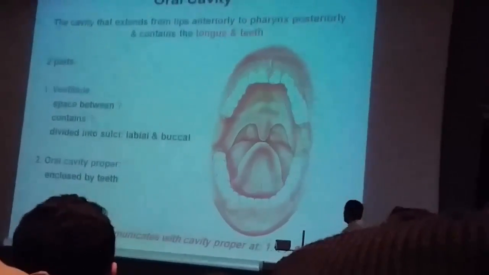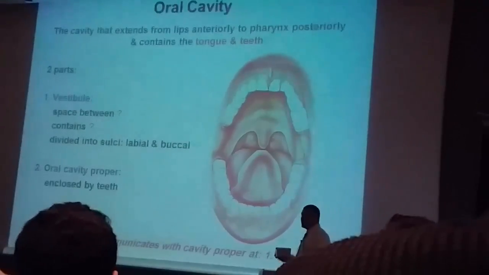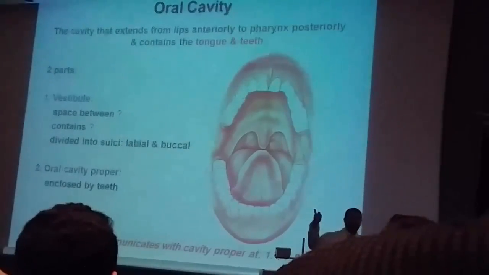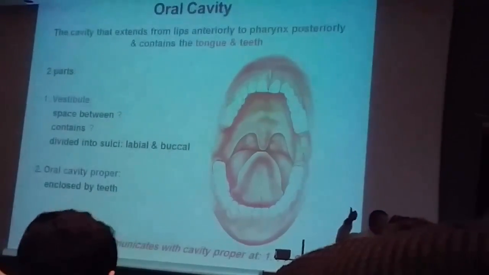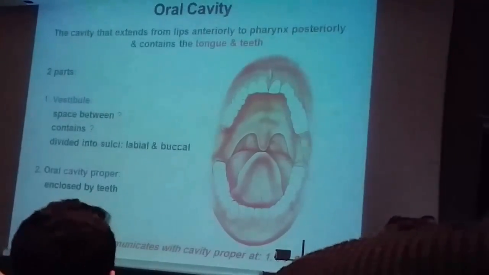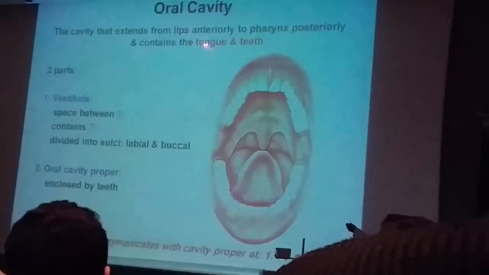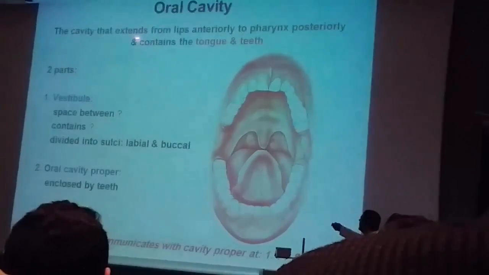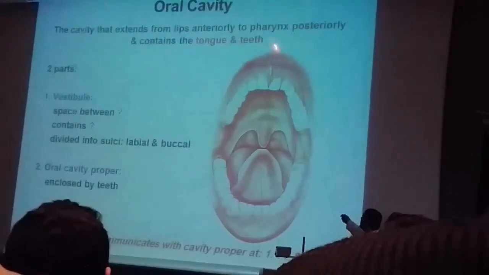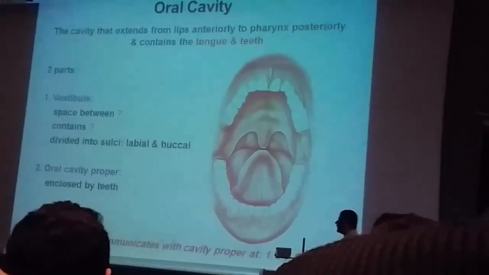What's there inside? The contents. Two main things in the oral cavity: teeth and tongue. So it's the cavity that extends from the lips anteriorly to the oropharynx posteriorly, and contains two things, tongue and teeth, which we'll be speaking about in this lecture.